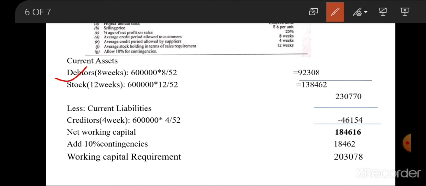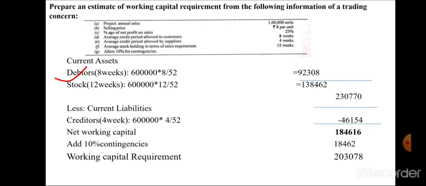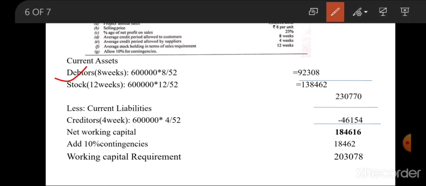Average debtor collection period, in month, days, or week, whatever it is, divided by 12 months or 52 weeks. So first, this is your budgeted credit sale. Budgeted credit sale is given as 1 lakh units, cost per unit is 8. So total budgeted sale is how much? Just see the calculation. It is 1 lakh into 8 per unit, so it is 8 lakh.